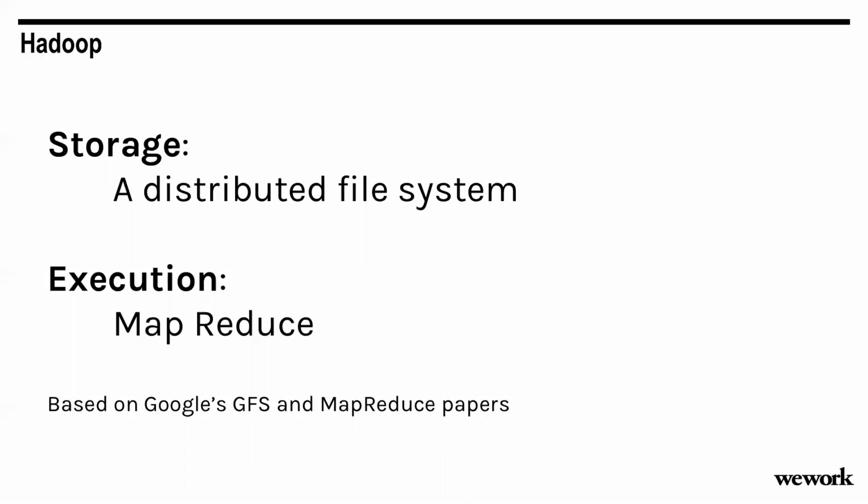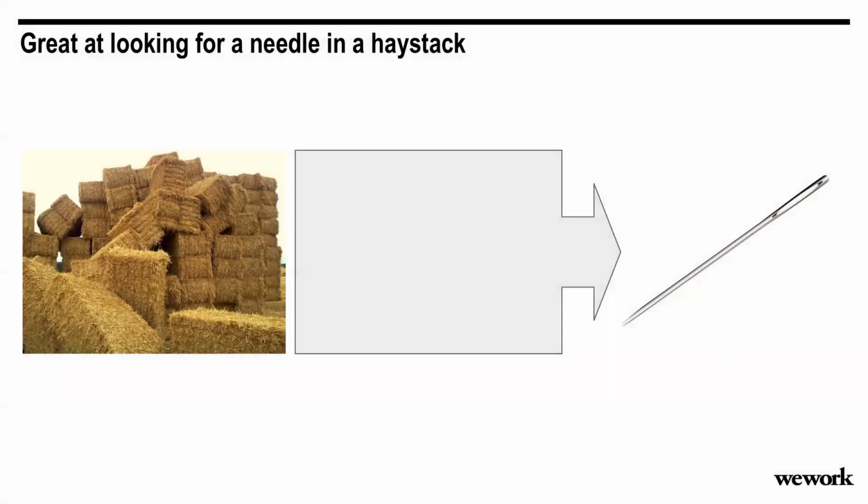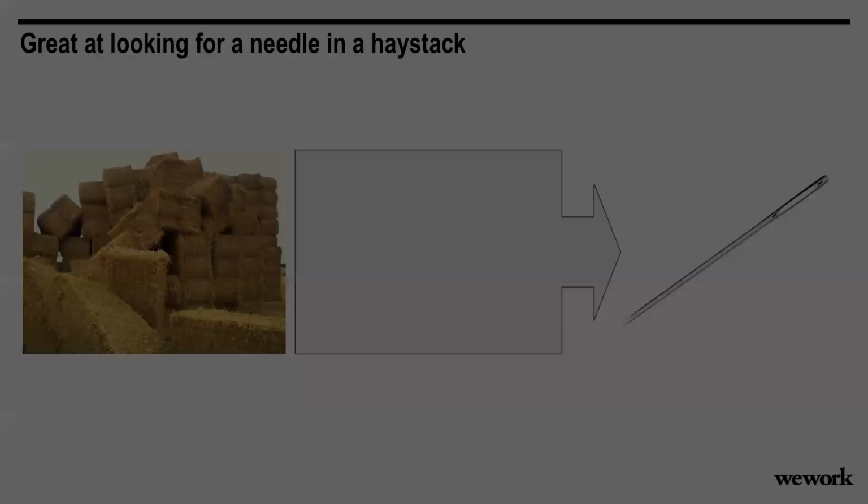So what is Hadoop? When we talk about Hadoop today, there is a lot of stuff, but Hadoop originally is two things: a distributed file system and a processing framework, MapReduce. They're both based on Google papers, and they're two different abstractions, but they work well by being well integrated into each other. It's a great tool for looking for a needle in a haystack with no clue.